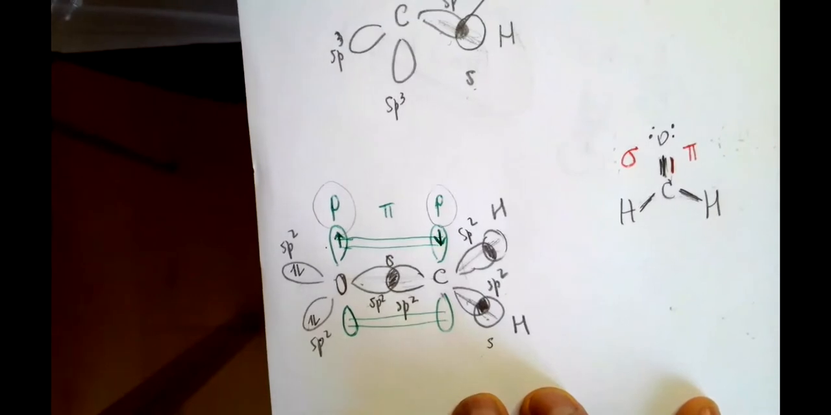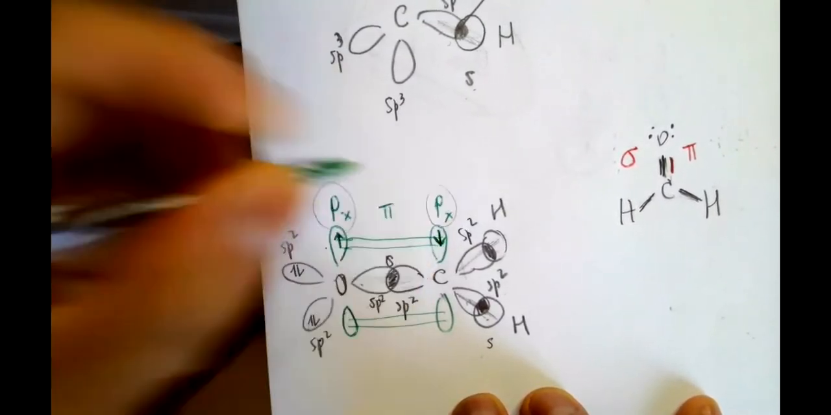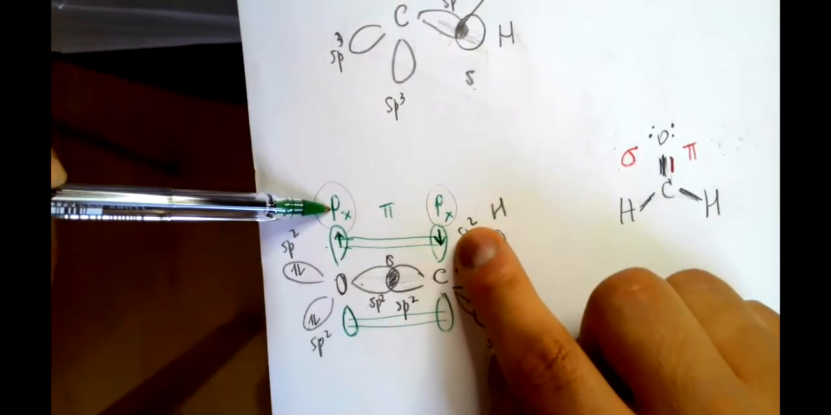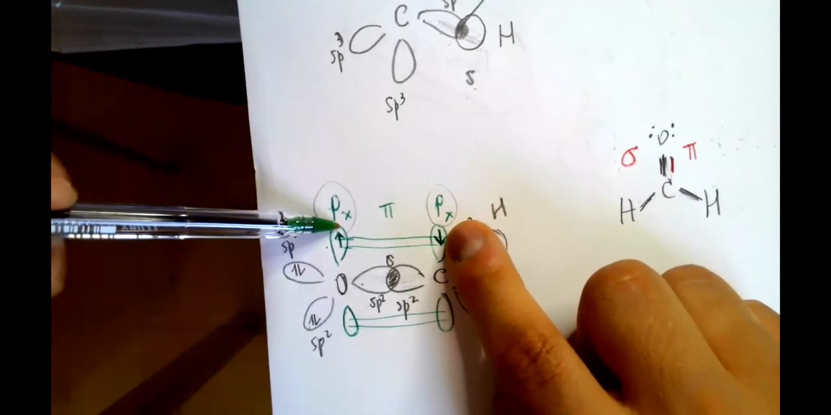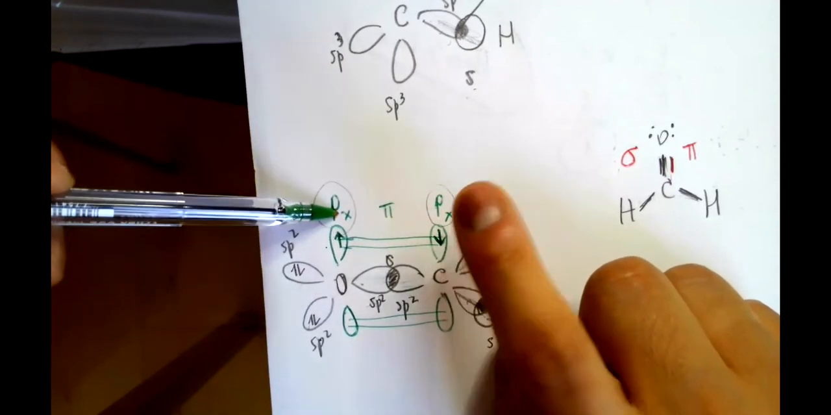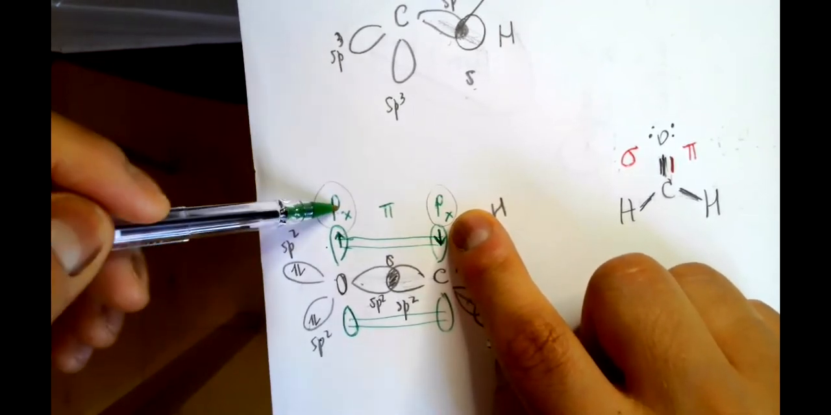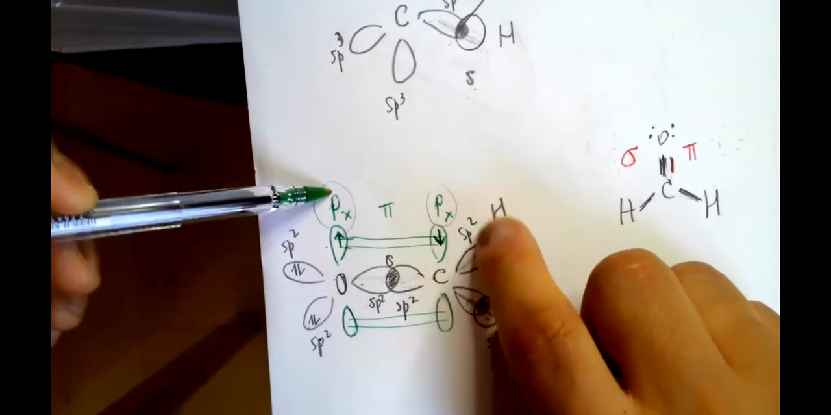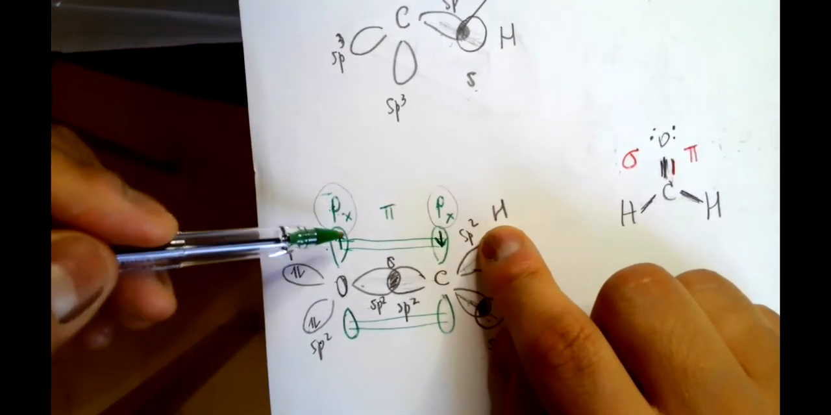That means that the pi bond can only be formed if these two are on the same axis. If this one is a px, this one also has to be a px. You can never form a pi bond if you change this. Like, for example, px and py. No, you cannot have a pi there. Or what about a pz and a py? No, it has to be the same. Py, py, pz, pz, px, px. They have to be the same. Why did you write px? Why didn't you write py or pz?